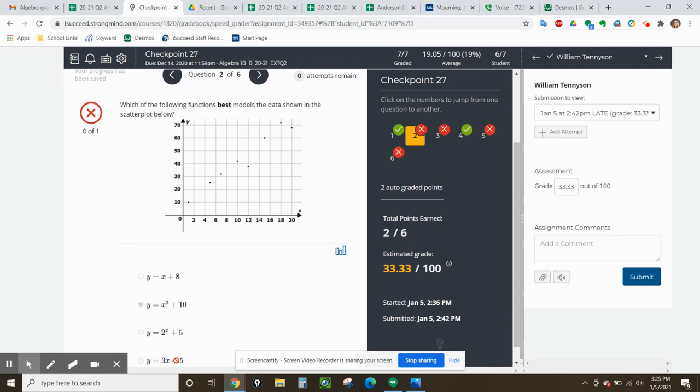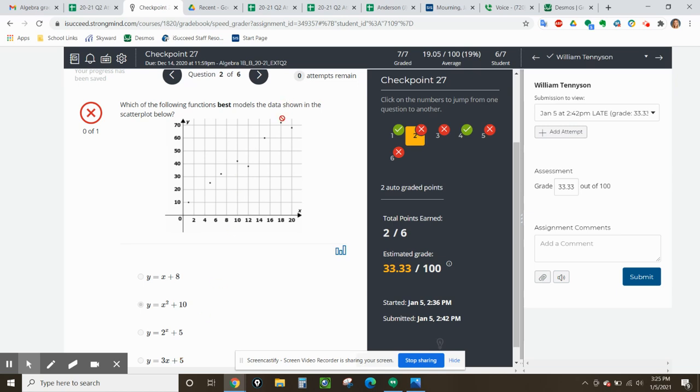If I plug in 10 down here, let's try this one. That's 30 plus 5 is 35. Okay, that's close to 42 since we're estimating. Or here, 2 to the x, 2 to the 10th power. What is 2 to the 10th power? 2 to the 10th power is 1,000 plus 5. So that's not reasonable. So I think this is the only one that's reasonable.